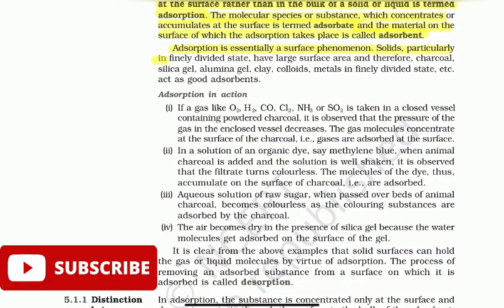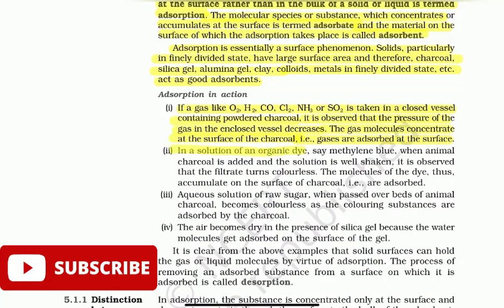Solids, particularly in the finely divided state, have large surface area, and therefore charcoal, silica gel, alumina gel, clay colloids, metals in finely divided state, etc. act as good adsorbents. Adsorption in action. If a gas like O2, H2, CO2, Cl2, NH3 or SO2 is taken in a closed vessel containing powdered charcoal, it is observed that the pressure of the gas in the enclosed vessel decreases. The gas molecules concentrate at the surface of the charcoal, i.e., gases are adsorbed at the surface.